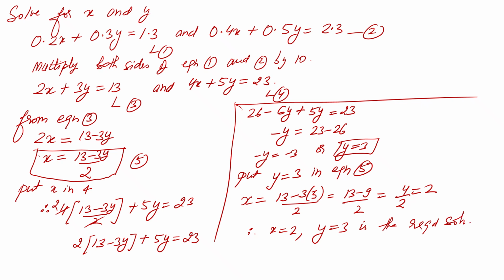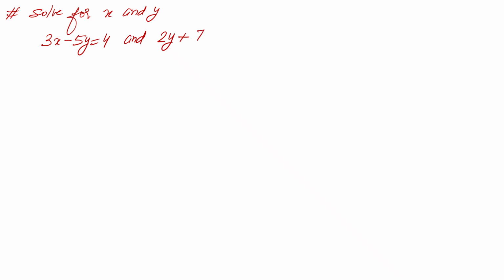चलो जी, next question. Moving on to next question. Just give it a try. Solve for x and y. Given equations as 3x minus 5y equals 4 and 2y plus 7 equals 9x.